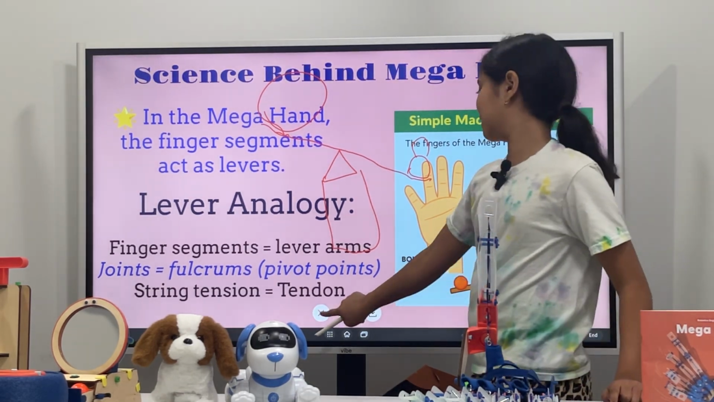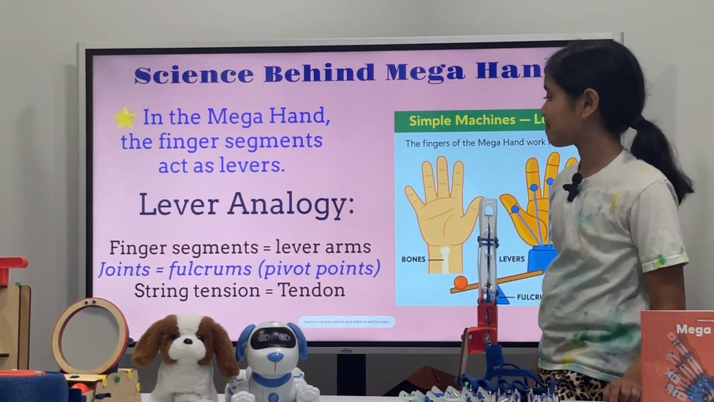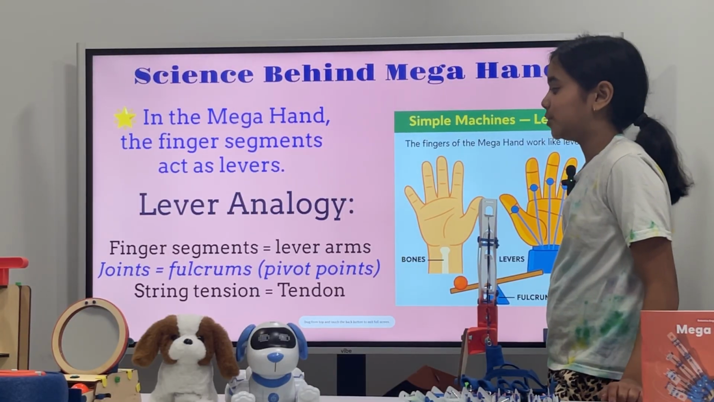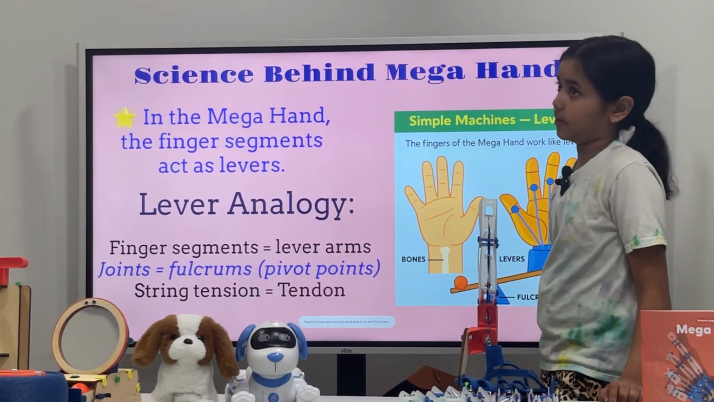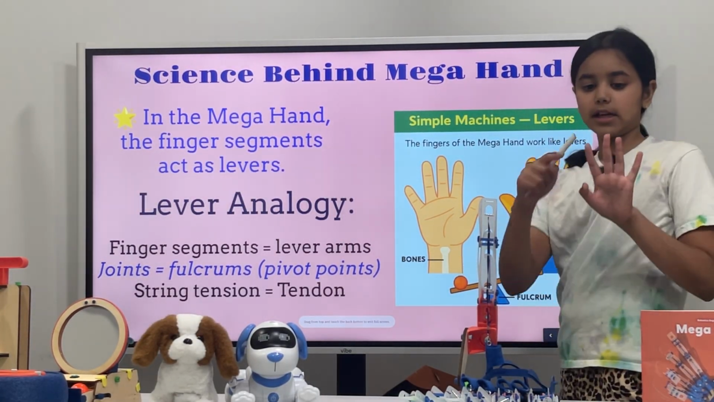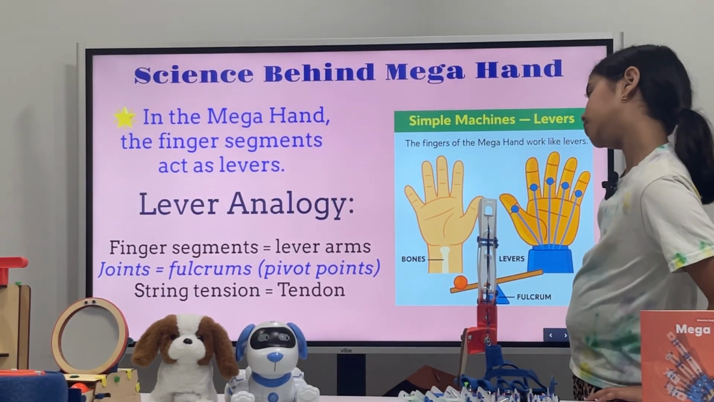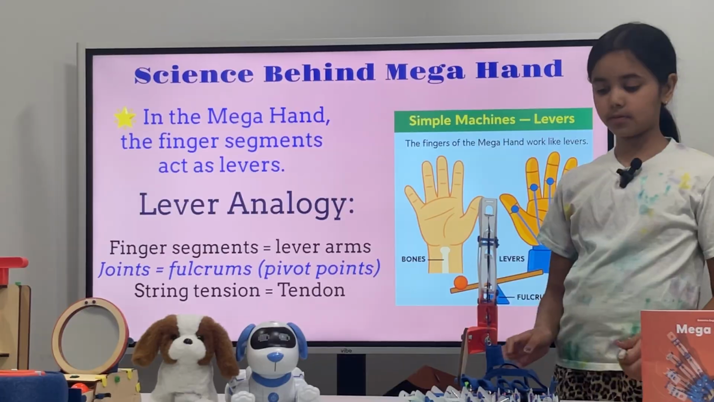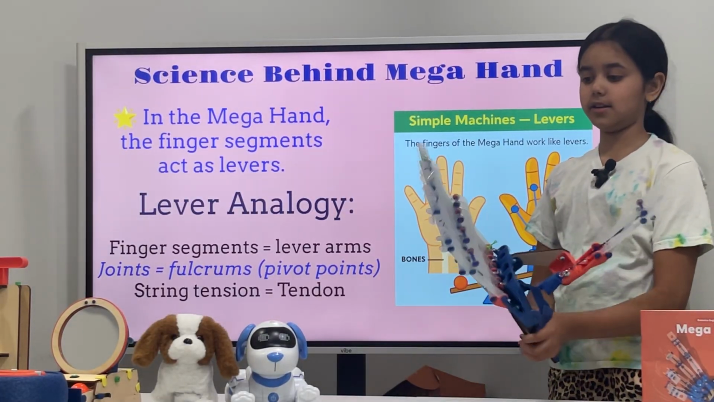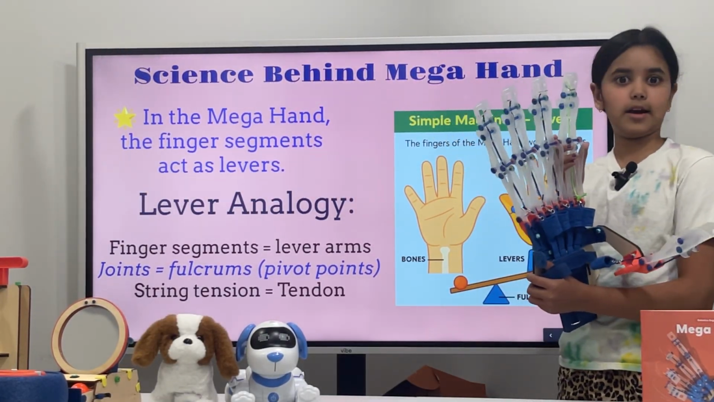What is a lever? So, a lever. And then the joints are fulcrums, pivot points. Pivot points are like the points on your fingers. And then the string tension is the tendon. So your tendon, I don't know how to pronounce it.